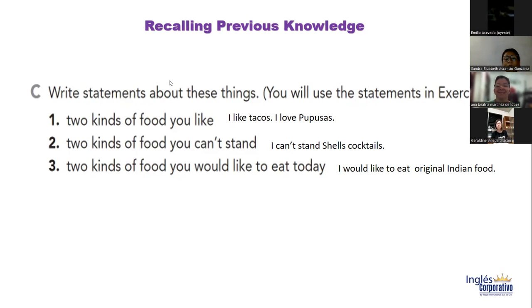I like pupusas and bistec. Okay, Stephanie, we Salvadorians say bistec, but the correct word is beef steak. Steak. Okay. Yeah, I can't stand fish and chicken with onions. Oh, yeah, some people don't like onions.